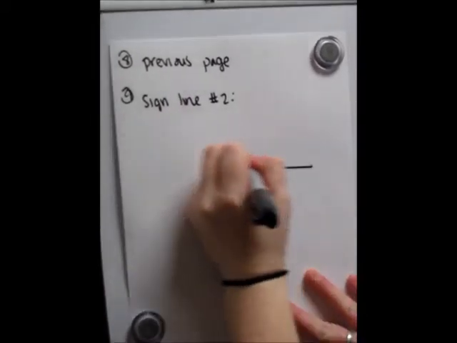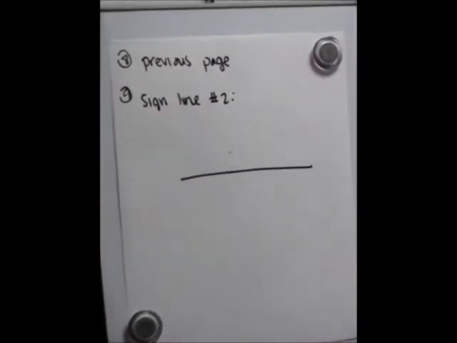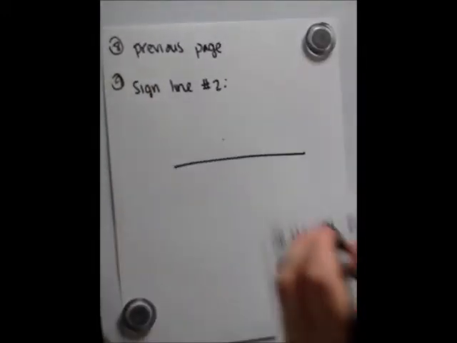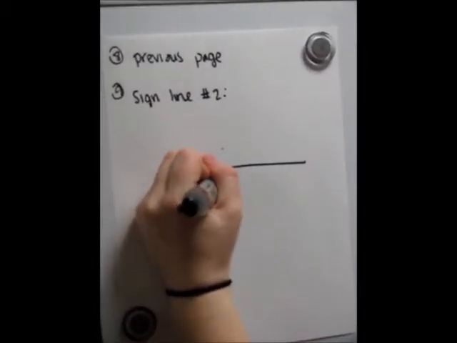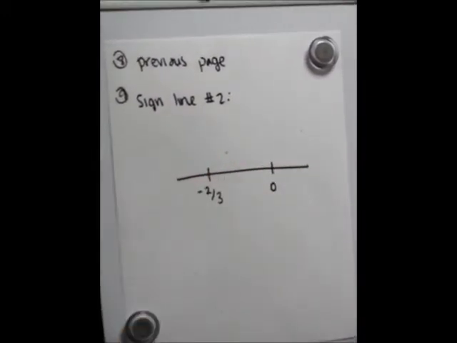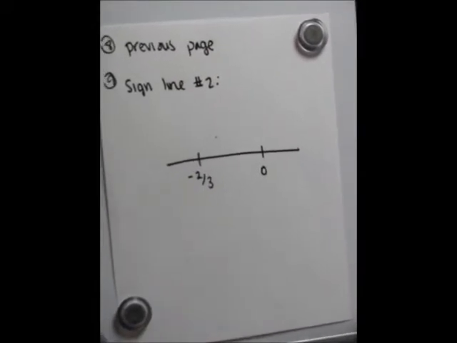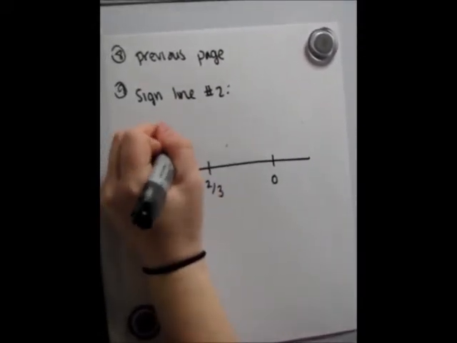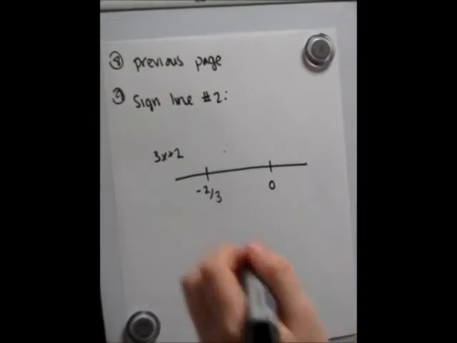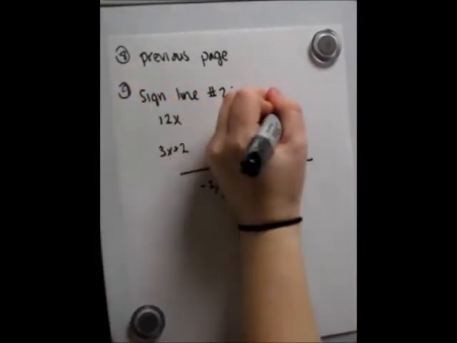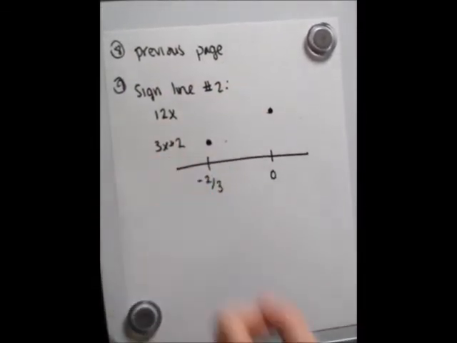You're going to want to draw another horizontal line, and using your critical values, you're going to write them here. So it'll be negative 2/3 and 0. And negative 2/3 is going to plug into 3x plus 2. Your 0 is going to plug into 12x. So we'll write our dots there.